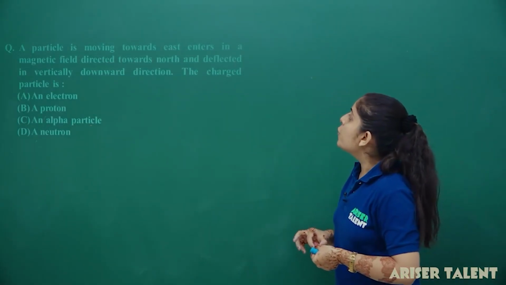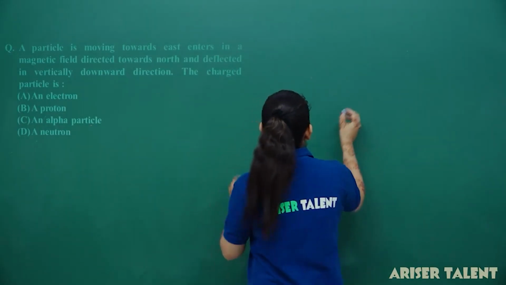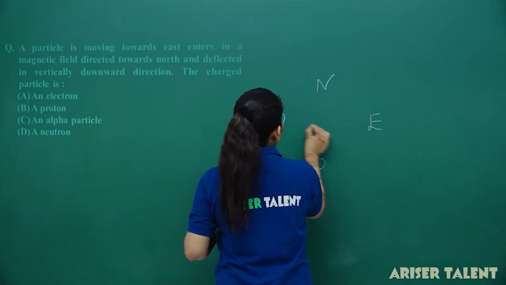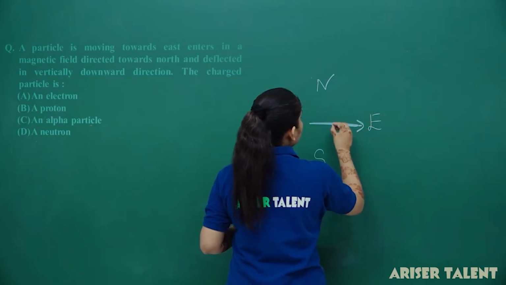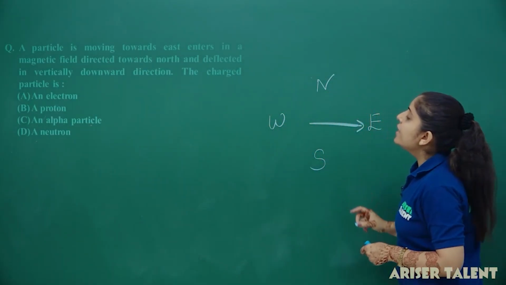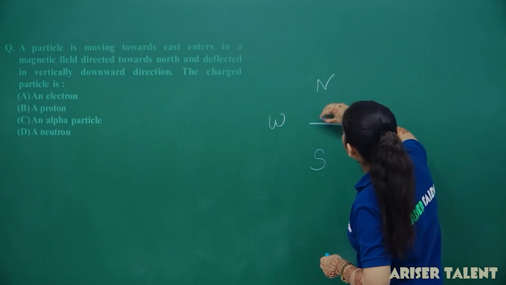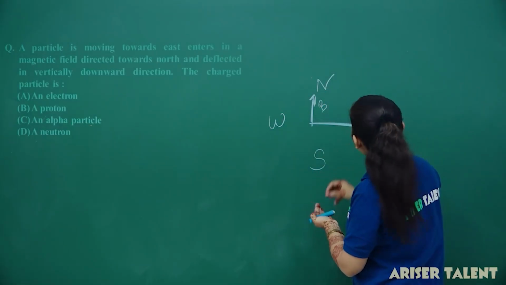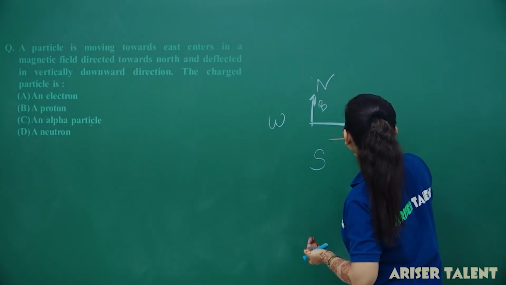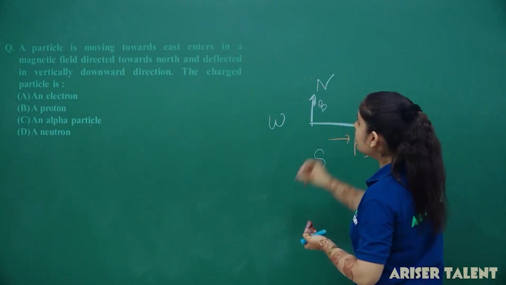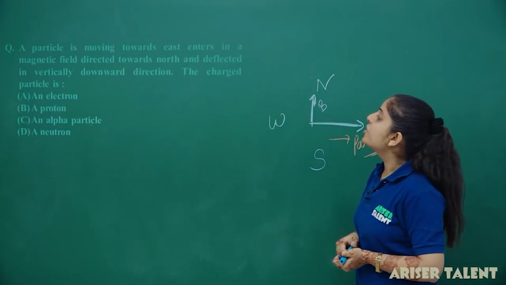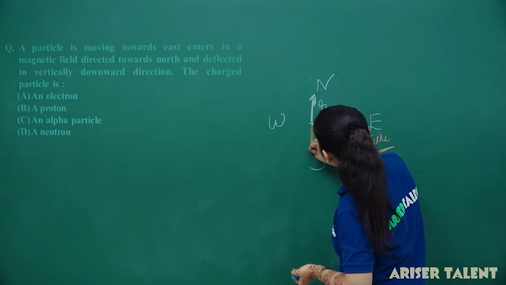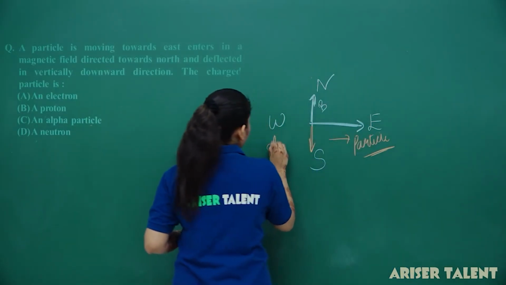A particle is moving towards east. So the particle is moving in east, then enters a magnetic field that is directed towards the north. The magnetic field is directed towards north. So this is the direction of B and this will be the particle moving. Now the deflection is in vertically downward direction. You can see the deflection is in vertically downward direction. Here is the deflection we have.